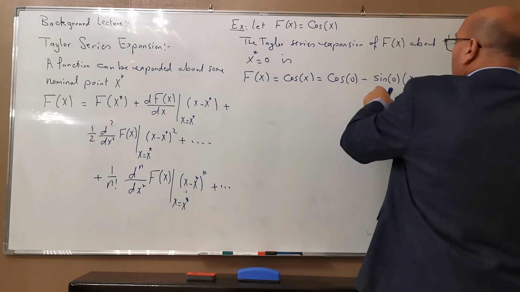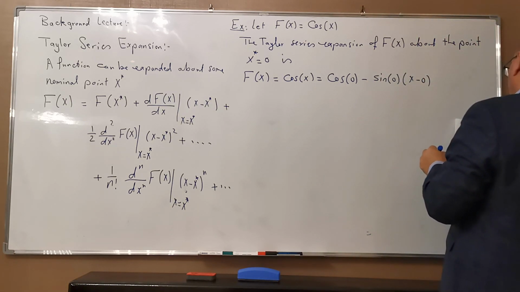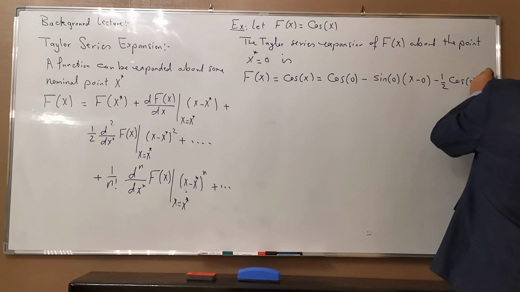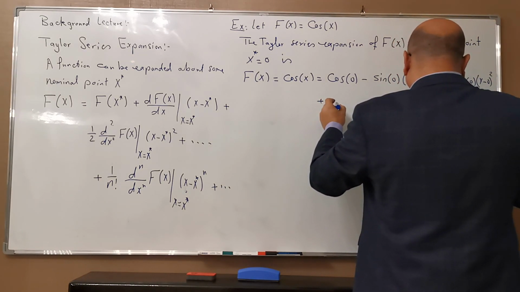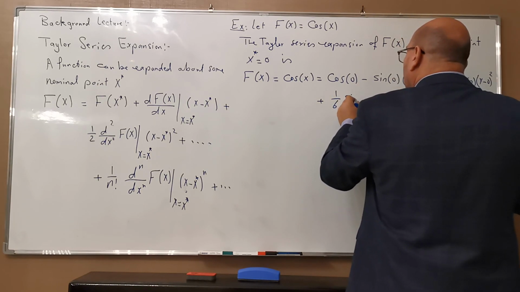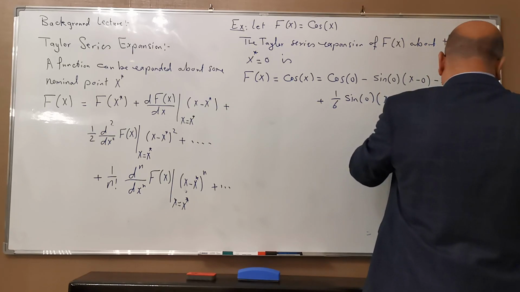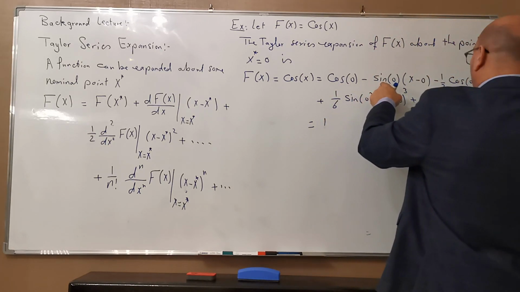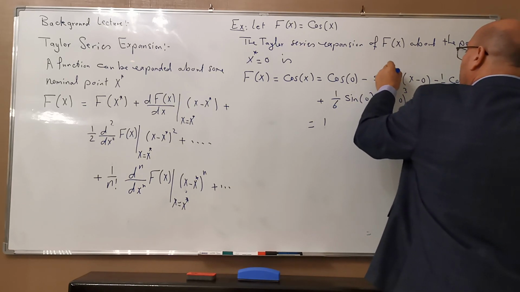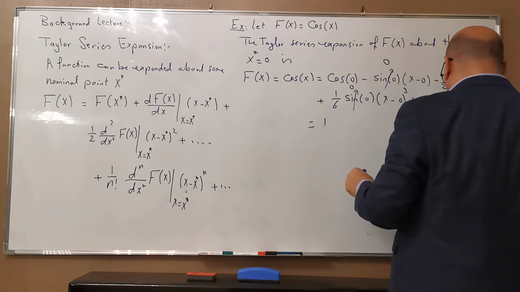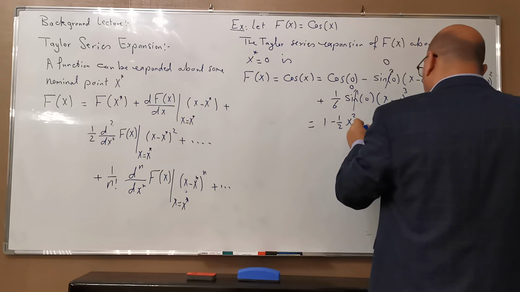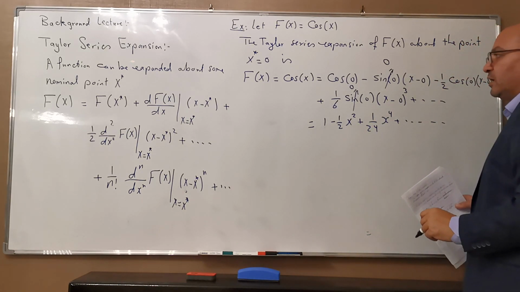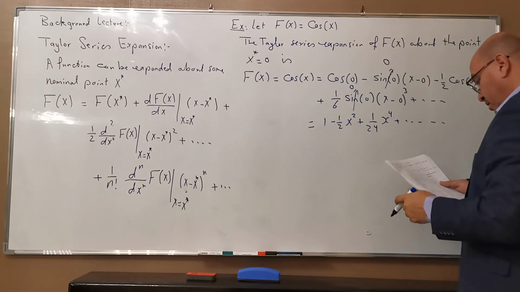1/2 d2 of x. The second derivative, the derivative of minus sine x is minus cosine, so this is minus 1/2 cosine of 0 times x minus 0 squared plus 1/6 sine of 0 times x minus 0 cubed, and we continue, and we end up with cosine of 0 is 1, sine of 0 is 0, so this one is 0, sine of 0 is 0, so this one will be minus 1/2 x squared plus 1 over 24 x to the power 4, and we end up like this. So this is what we call the Taylor series expansion for the cosine signal.